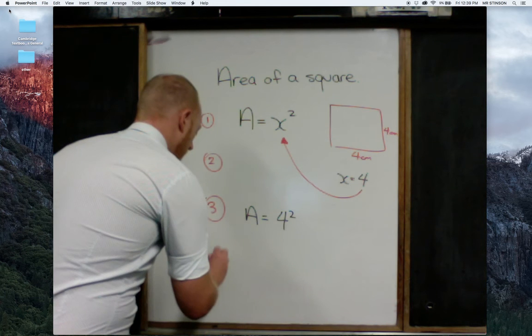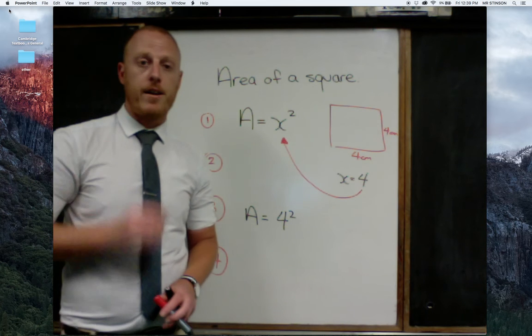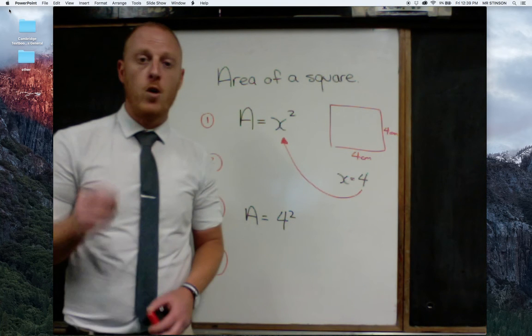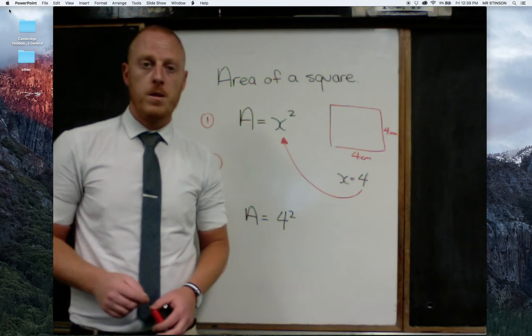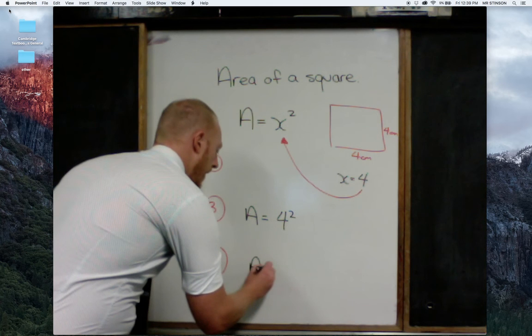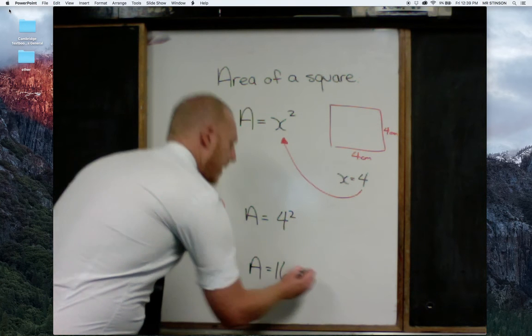Number 4, if you can remember from the PowerPoint, we now need to calculate. Hopefully you don't need to use your calculator for this one. 4 squared is 4 times 4. Calculate it, and you will get your answer, A equals 16 centimeters squared.